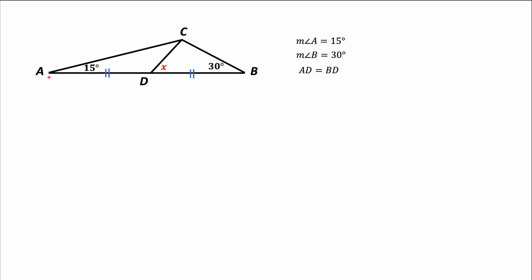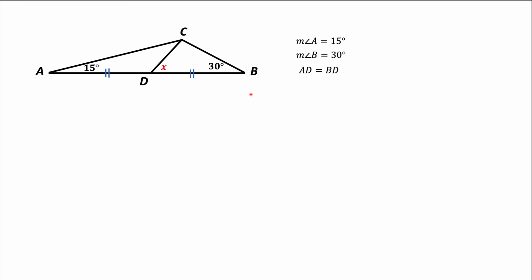Here we have a triangle ABC with angle A of 15 degrees and angle B of 30 degrees. We also have CD, which is a bisector of a side AB. That means it splits that side into two equal halves. And we are asked to find this angle X, which is angle CDB.